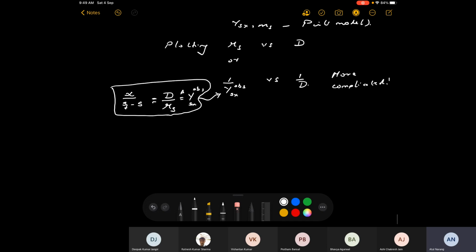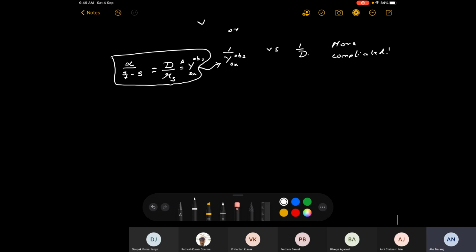And finally, I should point out that I don't know how much exposure you have to this. Linear plots are always good, but these days MATLAB is available, and MATLAB straight away allows you to do nonlinear regression.